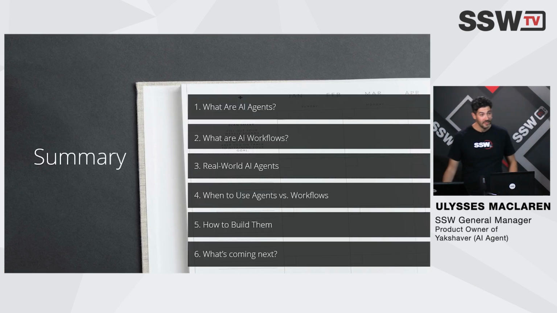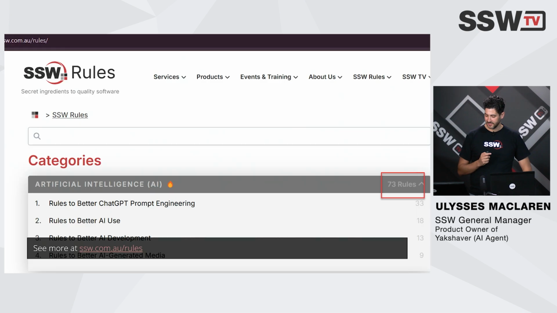So that's everything. We went through what AI agents are. We talked about how to compare those against AI-enabled workflows. We looked at some real-world examples. We looked at when you use which, how to build them, and what's coming next.